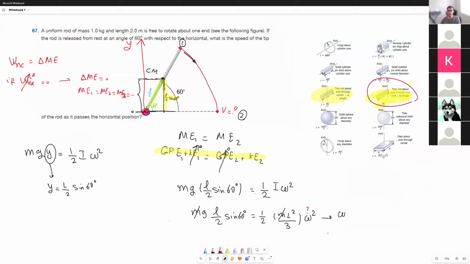And once you found the omega, the speed of the tip is going to be v equals r omega. And r is 2.0 meters multiplied by omega. You get omega from here, 3.58 rad/s. That's the omega. That's the speed.